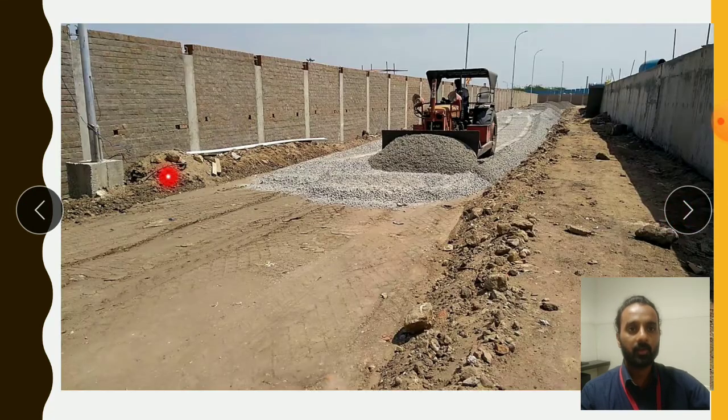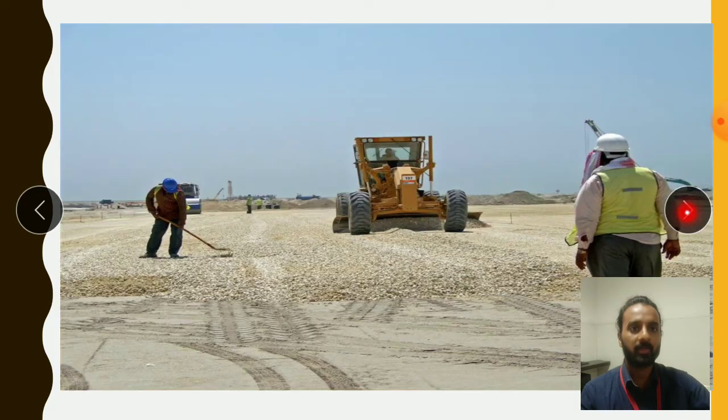We can see the example of granular subbase. This is gravel. They are actually going to layer it down and level the road from the granular subbase. You can see the next example also. They are going to compact the granular subbase.